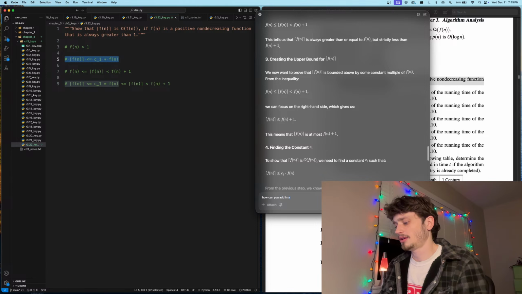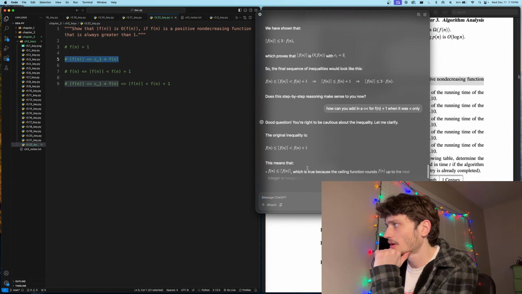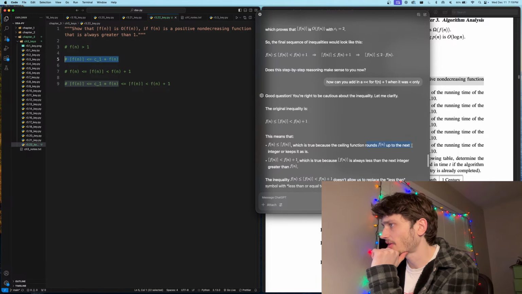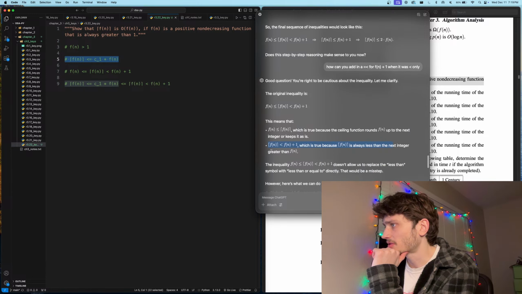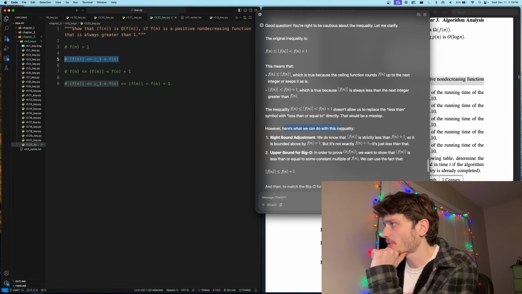How can you add in an equal? Plus 1 when it was less than 1. The original inequality is this. This means that f of n is less than or equal to the ceiling, which is true because the ceiling rounds up, which is true because it's always greater than f of n, okay? The inequality doesn't allow us to replace the less than symbol with a less than or equal to directly. That would be a misstep. However, here's what we can do with this inequality.